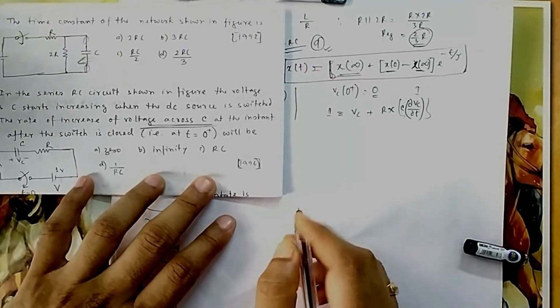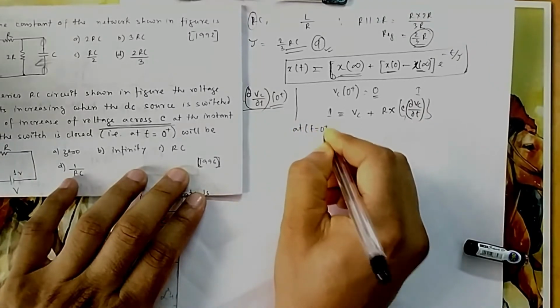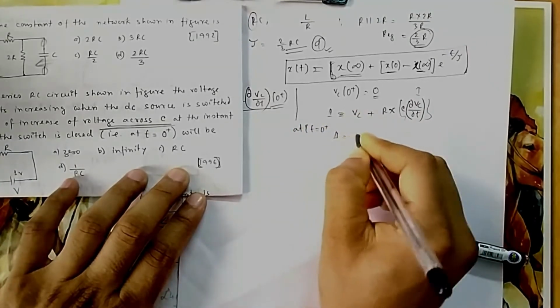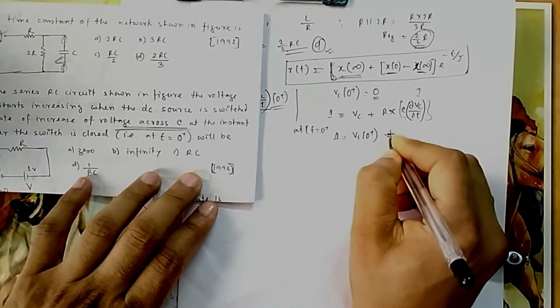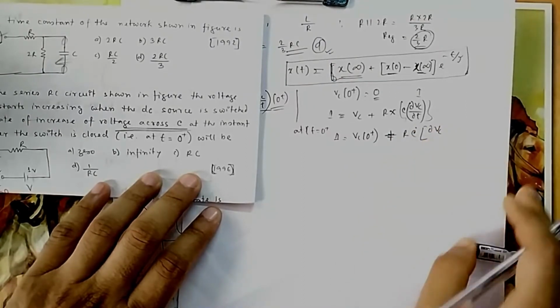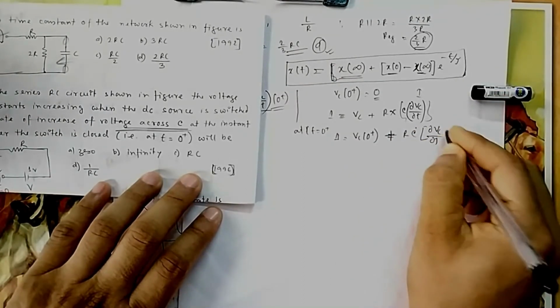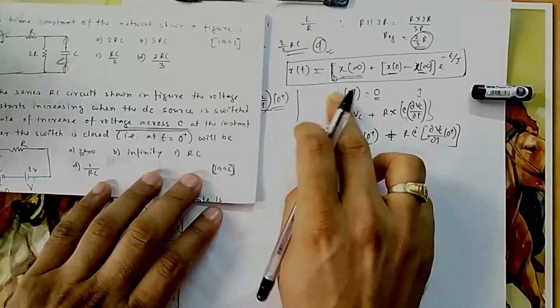So now what will be the condition at 0 plus? At 0 plus, this differential equation at t equal to 0 plus, that is just switch on. So 1 equal to Vc(0 plus) plus R times C dVc/dt at 0 plus. This 0 doesn't mean dVc/dt is also 0.